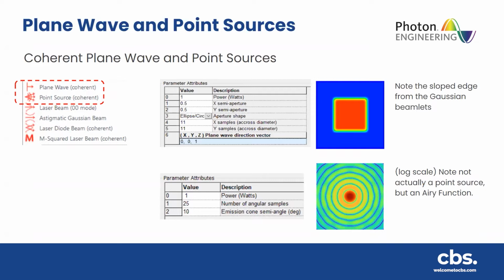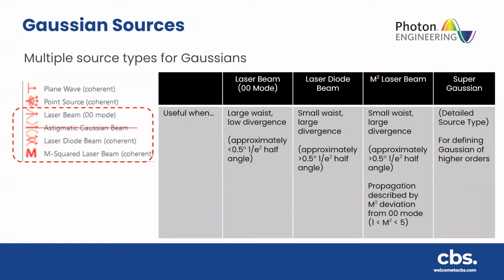As you can see here, it's not a perfect circle, and that's because of the finite resolution of the number of angular samples we're using to create this source. As you increase this, this will tend towards a more perfect ring structure. Now, for laser beams, often we want to use some sort of Gaussian source. And there's actually multiple ways to do this in Fred.